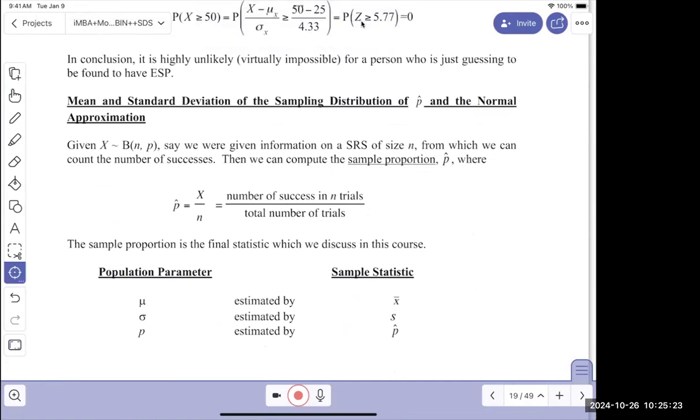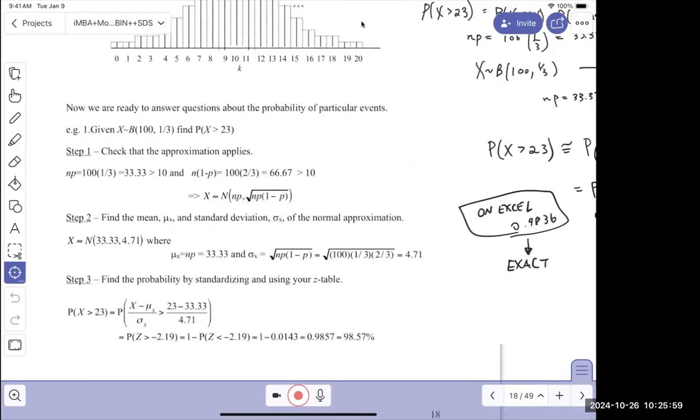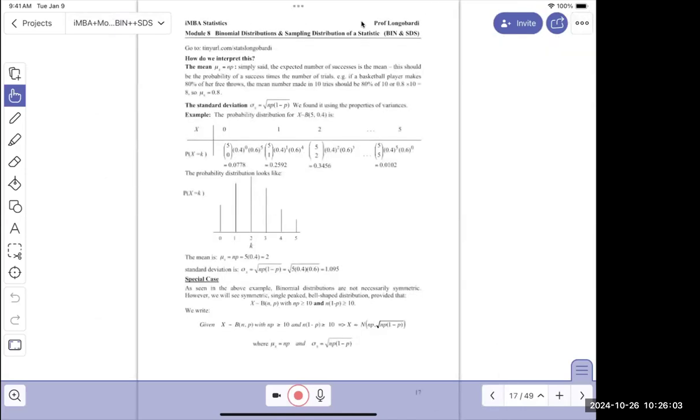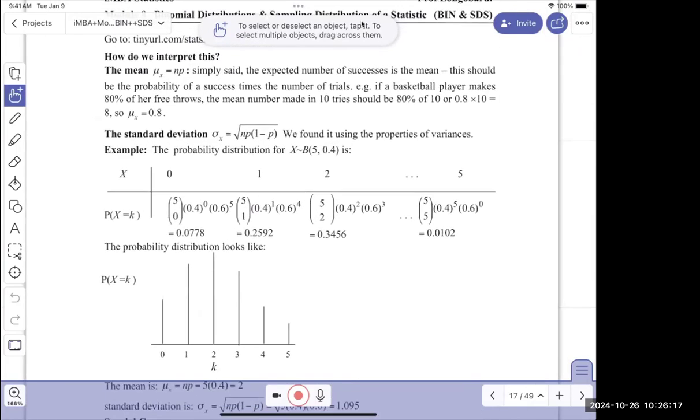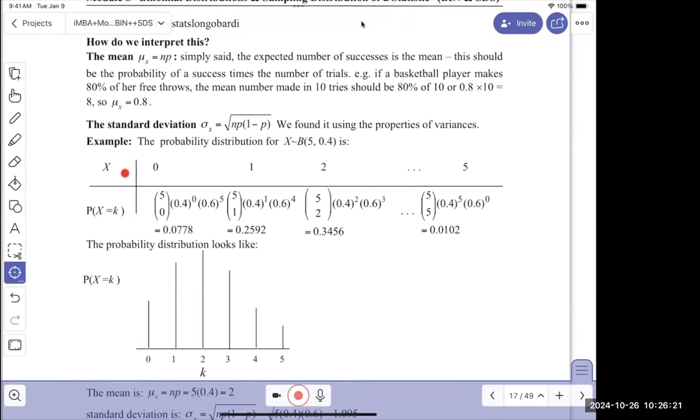Here, I introduce a variation on the same problem of the number of successes in N trials. I'm going to convert the number of successes into the proportion of successes. And I introduce this new thing. What do I call X, by the way? X here is the outcome of a number.